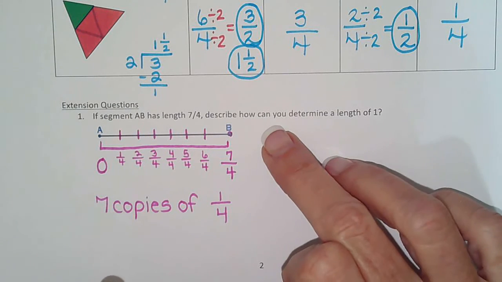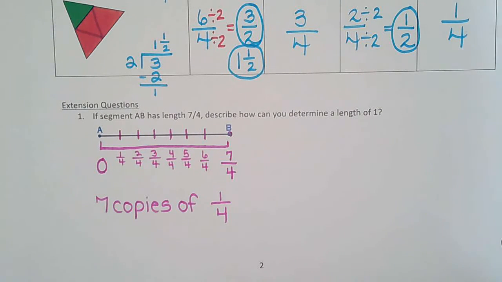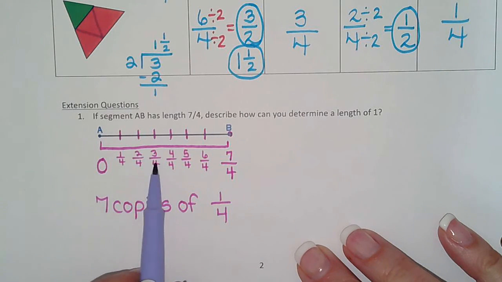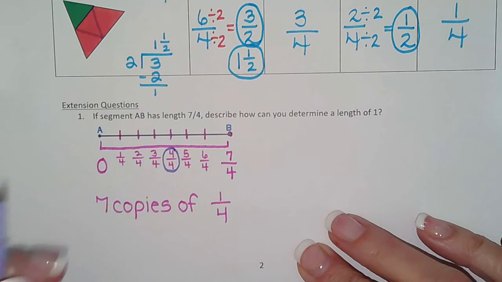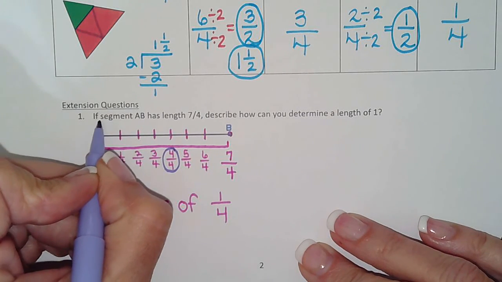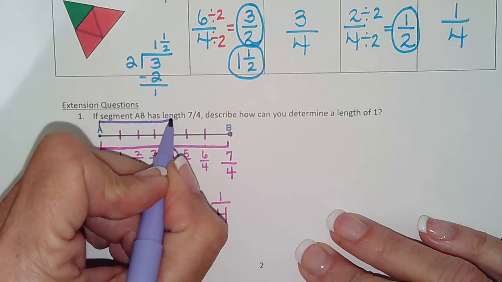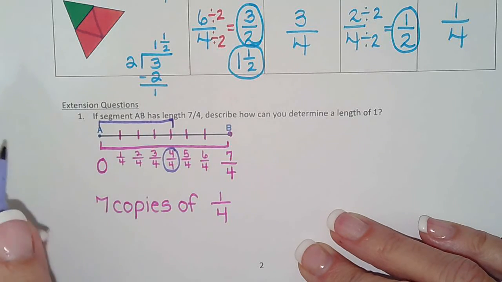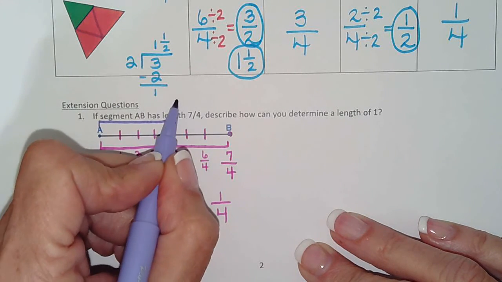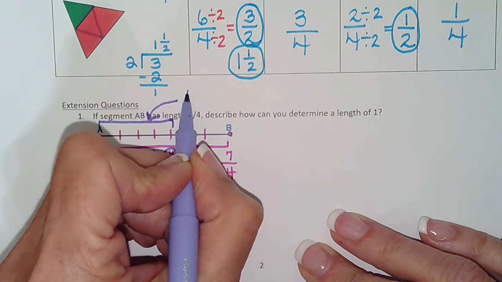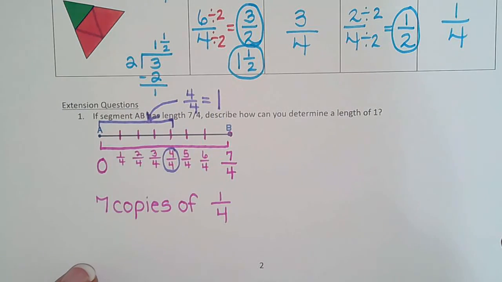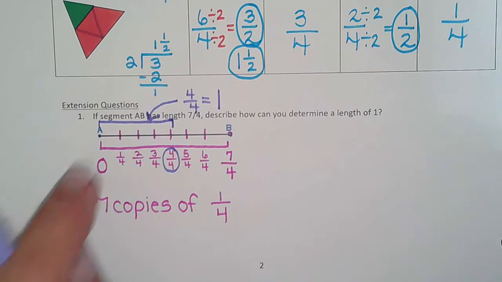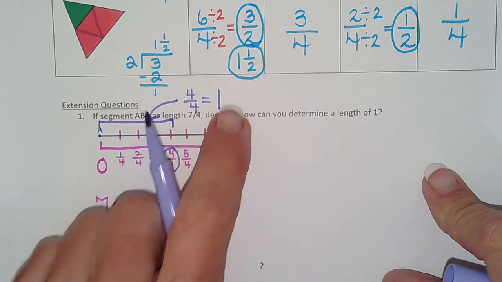Okay, so there's one more question. Describe how you can determine a length of 1. So what's a length of 1? Which of these numbers represents 1? This, right? So a length of 1 would be from here to here. So we could write, let's just draw an arrow, 4/4 equals 1. So 4 copies of 1/4 is 1.